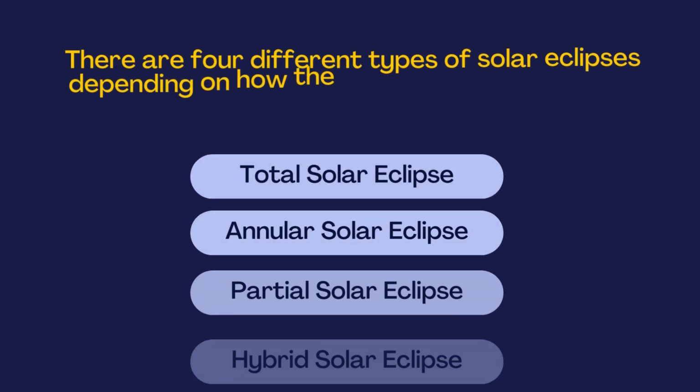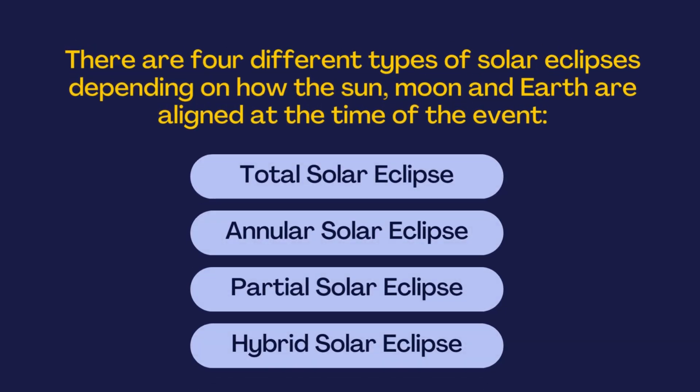There are 4 different types of solar eclipses depending on how the sun, moon, and Earth are aligned at the time of the event. Total solar eclipse, annular solar eclipse, partial solar eclipse, and hybrid solar eclipse.